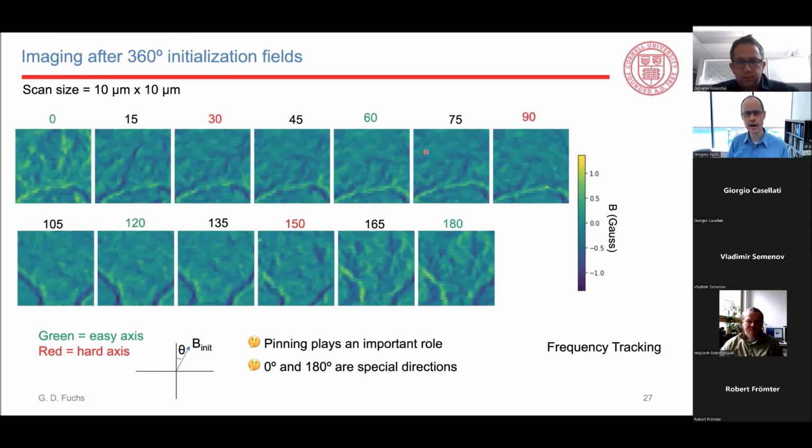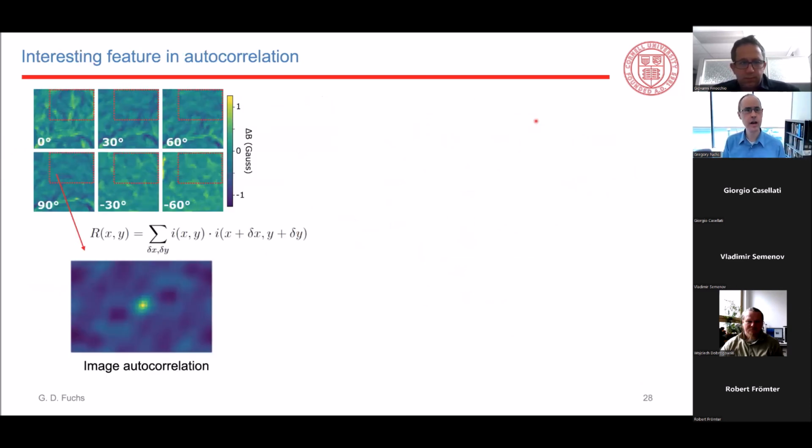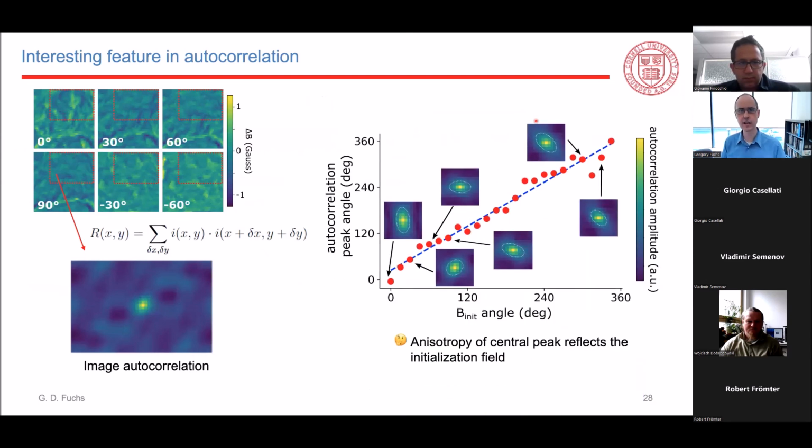And you can see that more carefully this way. If you just take the standard deviation of the fields that are present in these images, you see only at 0 and 180 you have this increase in the standard deviation. So you have much larger fields produced from much bigger domains. Well, I'll skip this because I'm out of time.